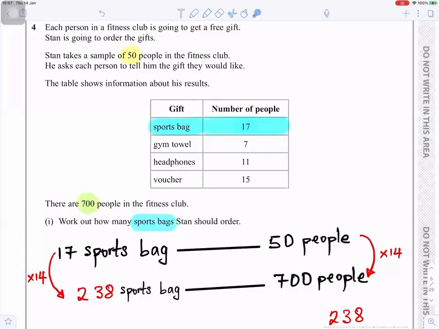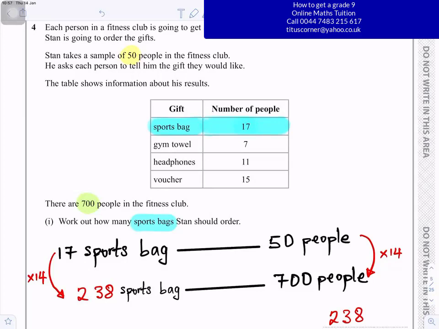Question number 4. Each person in a fitness club is going to get a free gift. Stan is going to order the gift. Stan takes a sample of 50 people in the fitness club. He asks each person to tell him the gift they would like. The table shows information about his results. So the gift and the number of people.